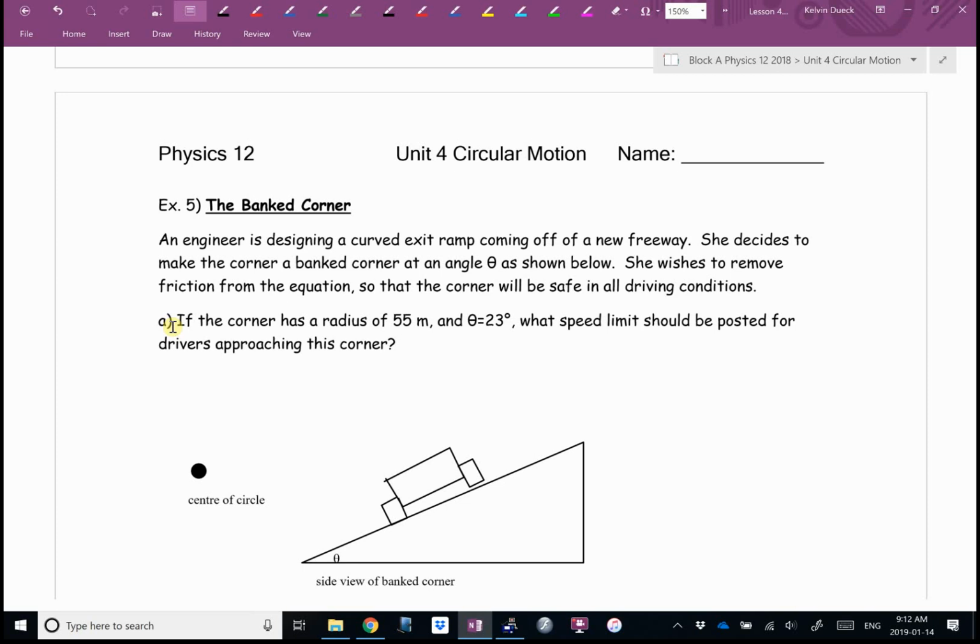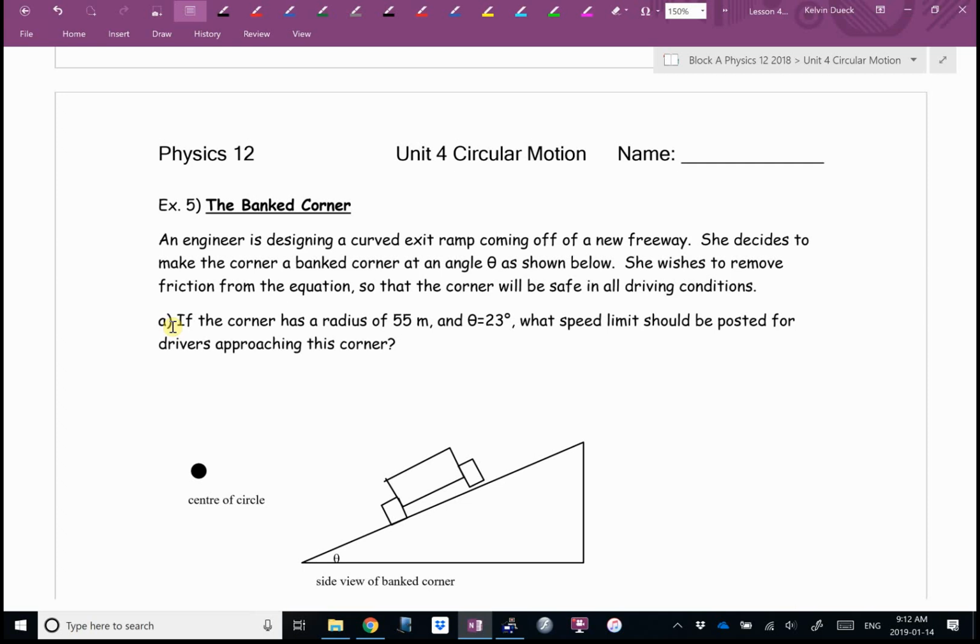Now we're going to go at an angle. Most road corners are not flat. Most road corners are banked. Certainly highway on-ramps and off-ramps are banked because you're going quite fast. Racetrack corners are banked, usually.